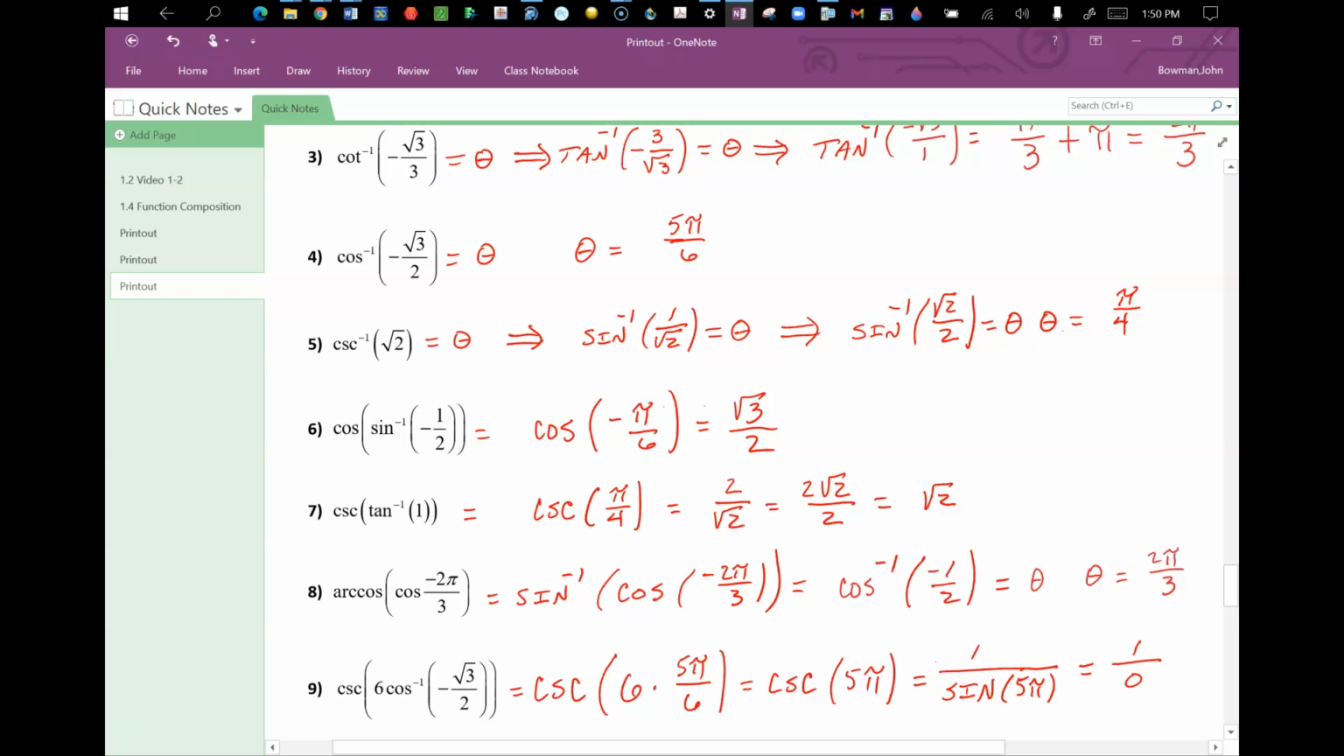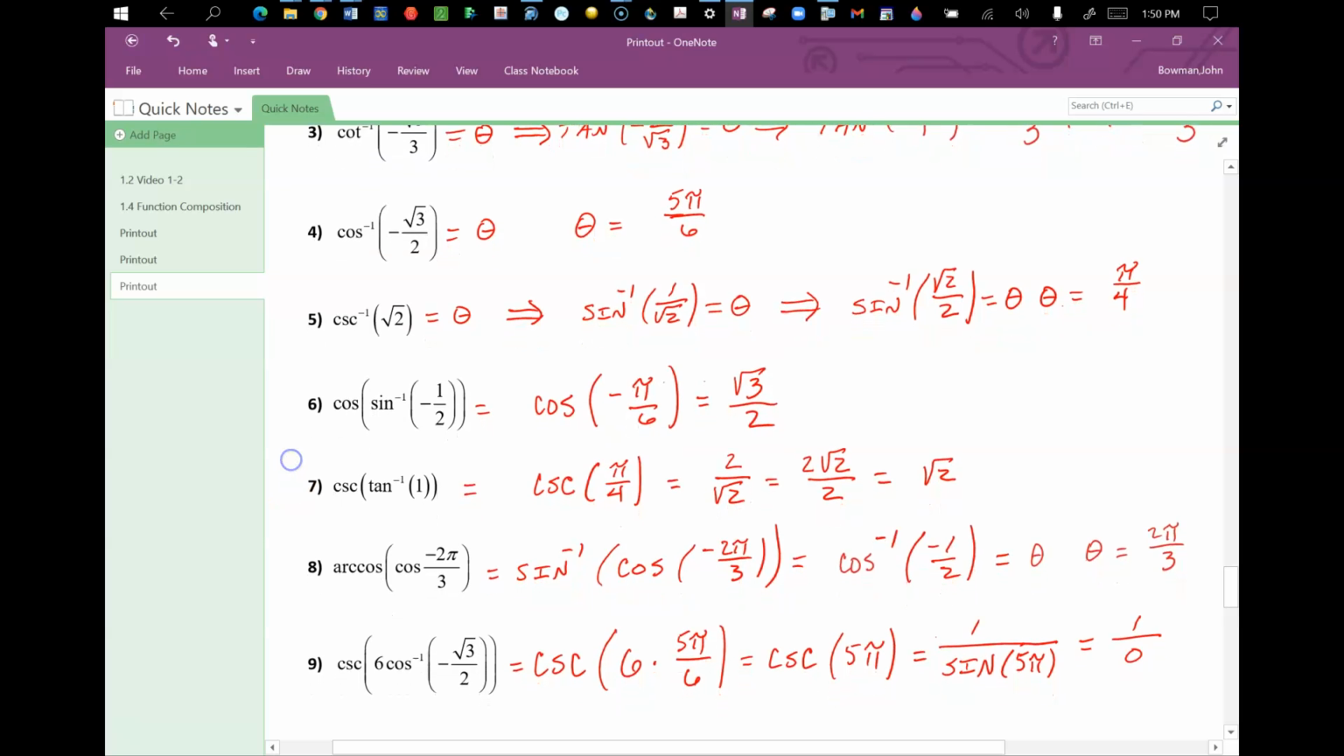And now we get into some of these combinations or compositions of these functions and their reciprocals. So we treat these the same way we treat any other composition. In number 6, we're going to find the angle on the interval from negative pi over 2 to positive pi over 2 that has a sine of negative 1/2. Well, that would be negative pi over 6. So we replace sine inverse of negative 1/2 with negative pi over 6. And then we take the cosine of that, and the cosine of that is root 3 over 2.